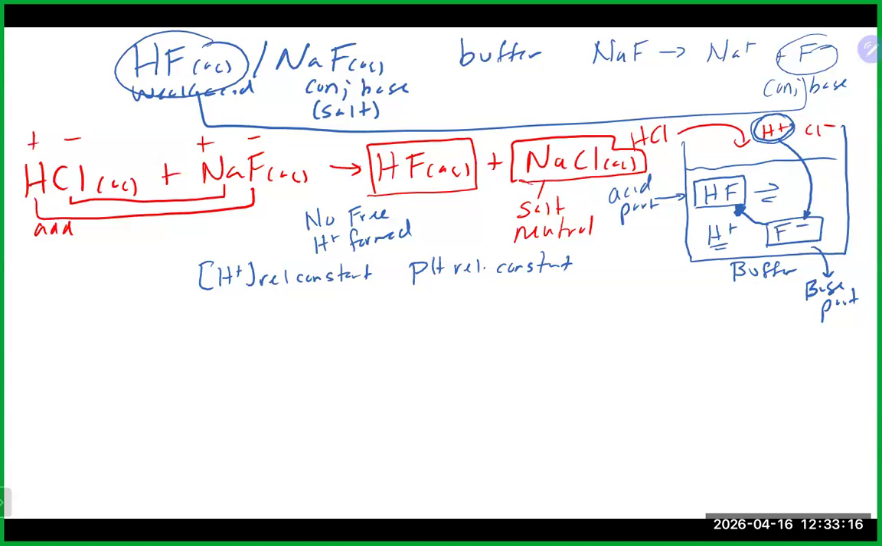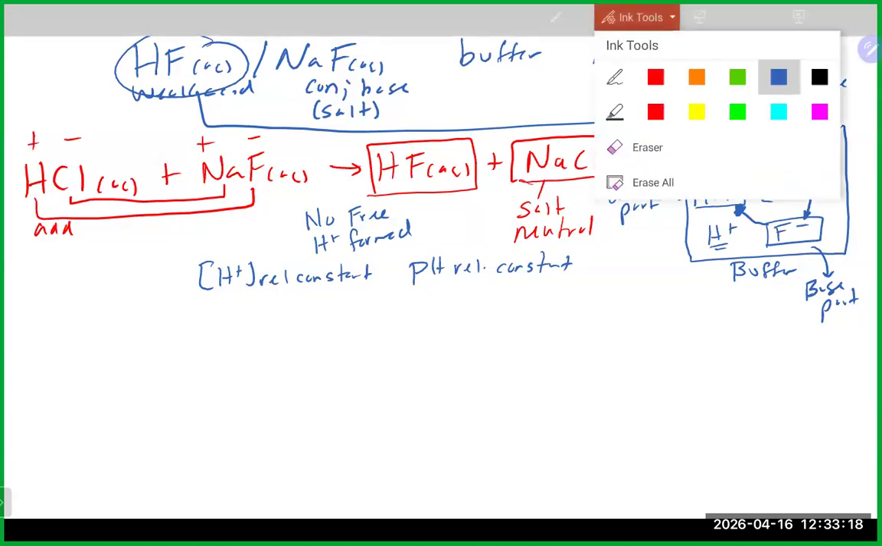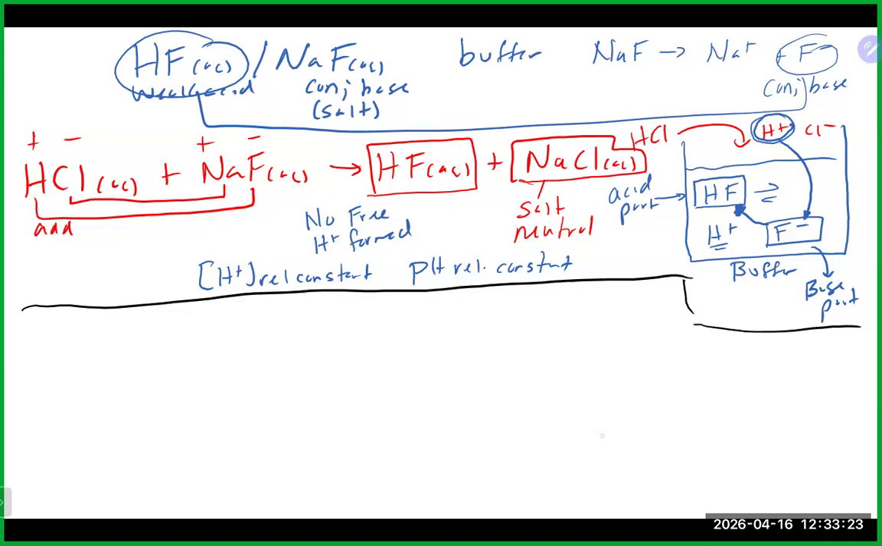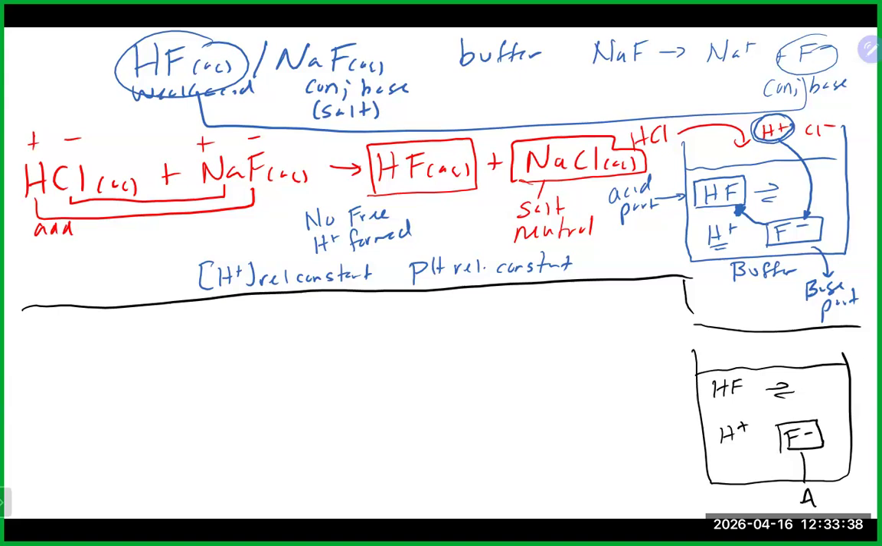Now, if we take our same buffer here, do our picture of our buffer again. A little HF action, the floating arrows in both directions, the H plus and the F minus in this case. And again, we have our base part of the buffer, and we have our acid part of the buffer, right? So acid part and our base part, right?